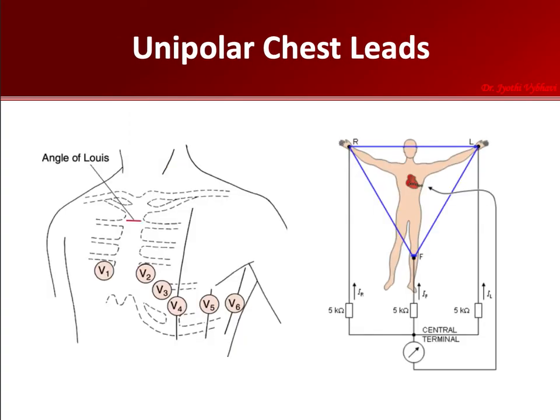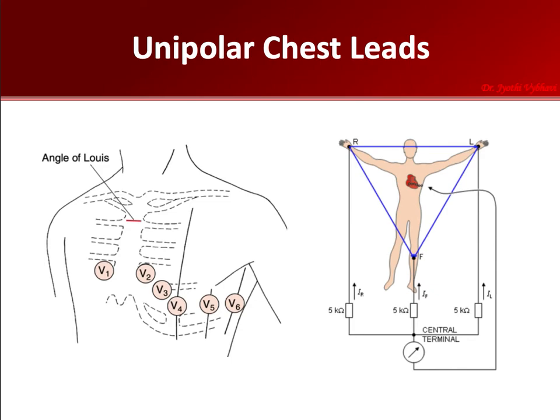Okay, so these chest leads, unipolar chest leads, were actually made by Wilson and his colleagues. Wilson and his colleagues made both unipolar chest leads and unipolar limb leads. Unipolar limb leads were discarded by the ECG society in those days because the complexes were very small, whereas unipolar chest leads were very well accepted, and even today we use the same chest leads made by Wilson and his colleagues.